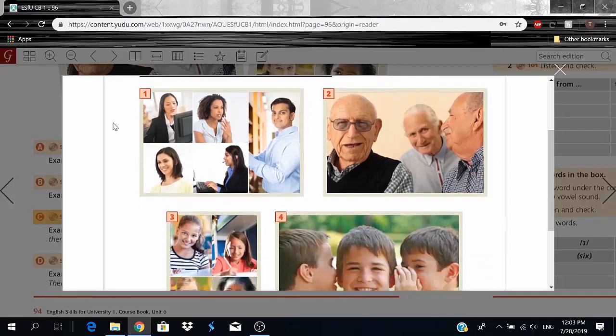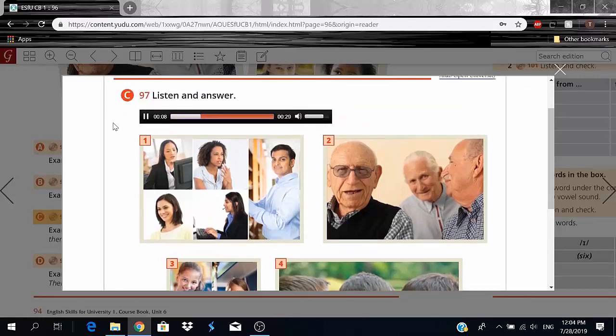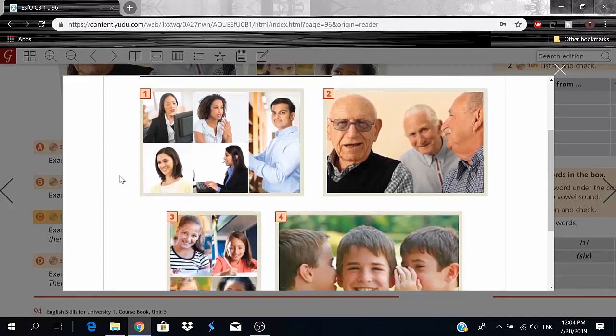90. Exercise C. Listen and answer. How many boys are there in the pictures?